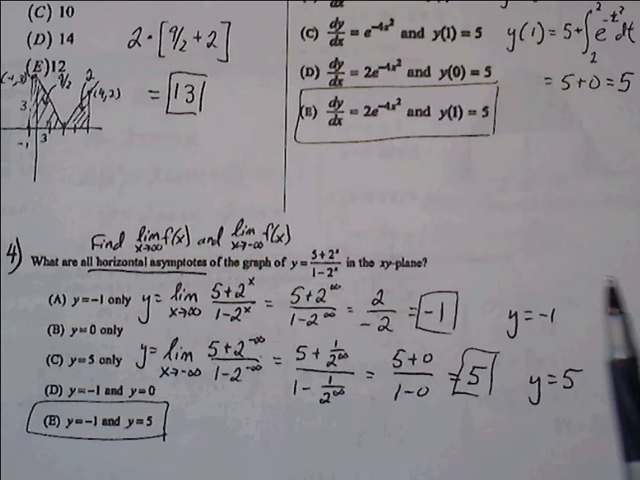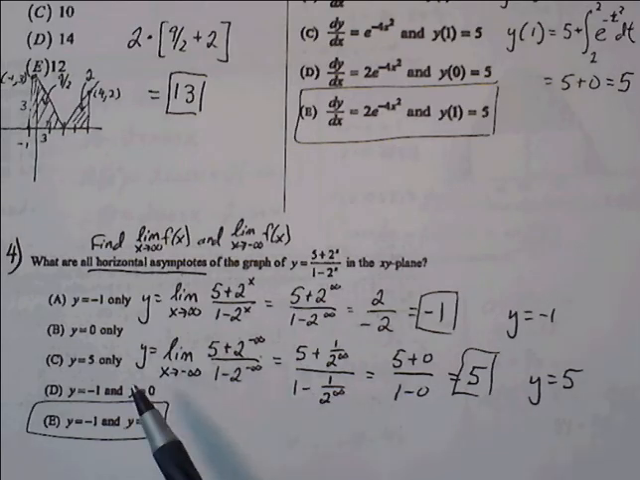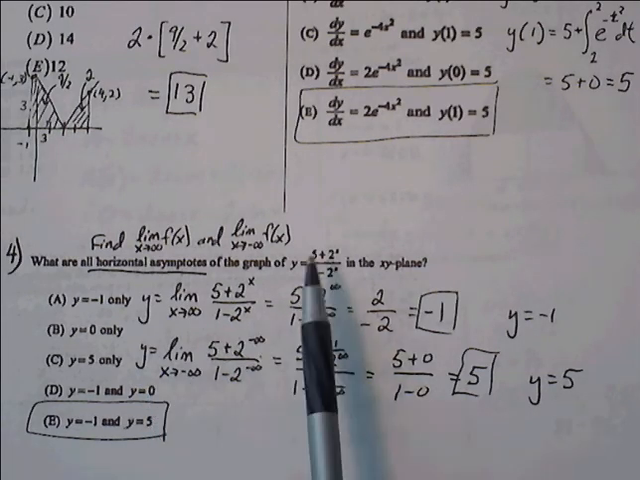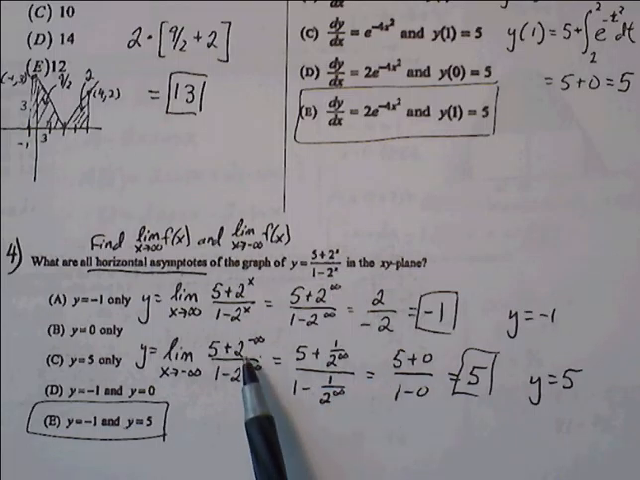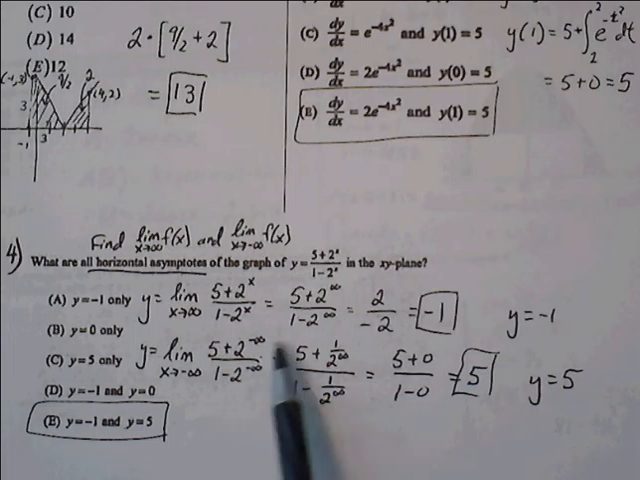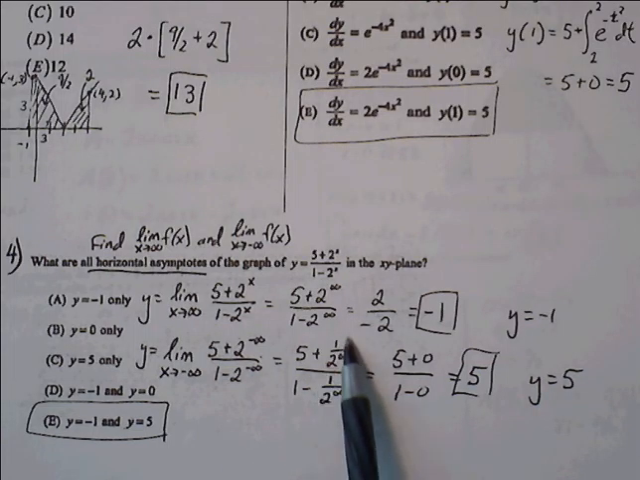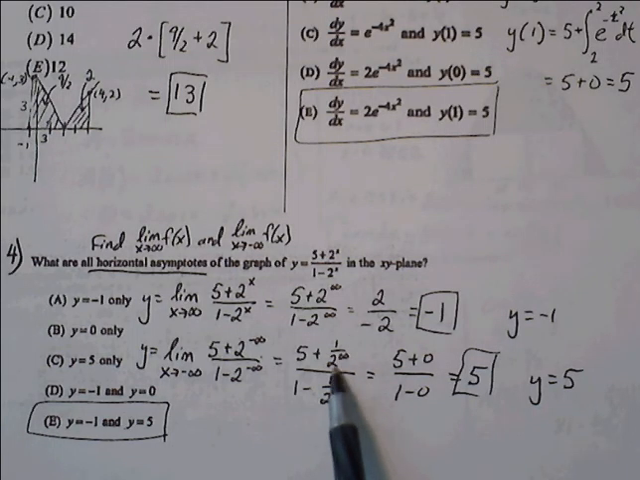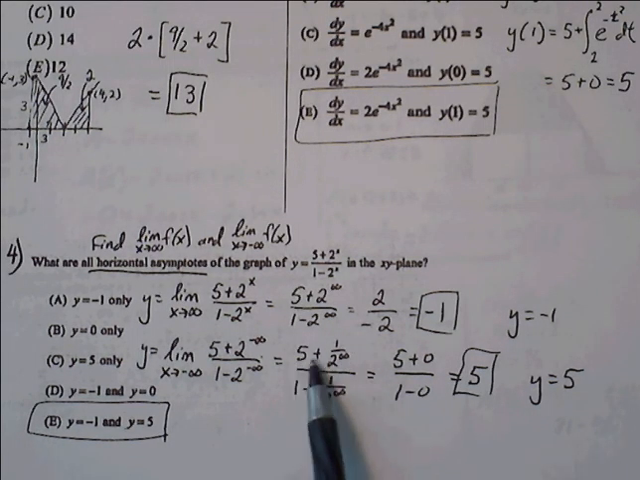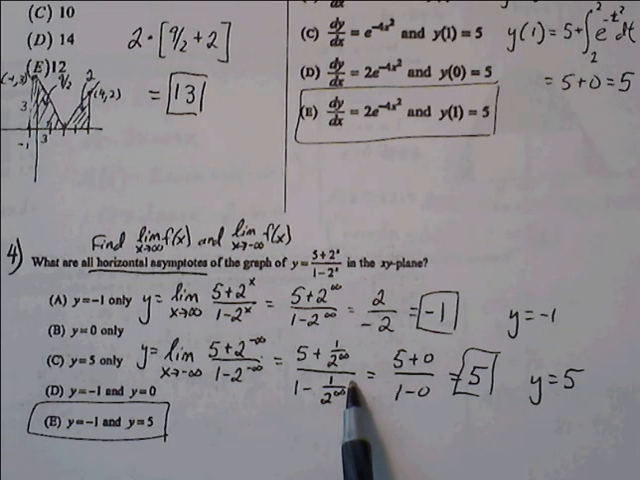Now if we want to find the limit as x approaches negative infinity, we're going to replace each of the x we see with negative infinity. And 2 to the negative infinity, we have to be careful about this. Another way to rewrite this is 1 over 2 to the infinity. And we know this expression will go to 0 because as 2 to the x goes to infinity, this fraction will go to 0. So 5 plus 0, and same thing here, this will go to 0, 1 minus 0. So 5 over 1 is equal to 5. So we have two horizontal asymptotes, one at y equals negative 1, and the other at y equals 5.